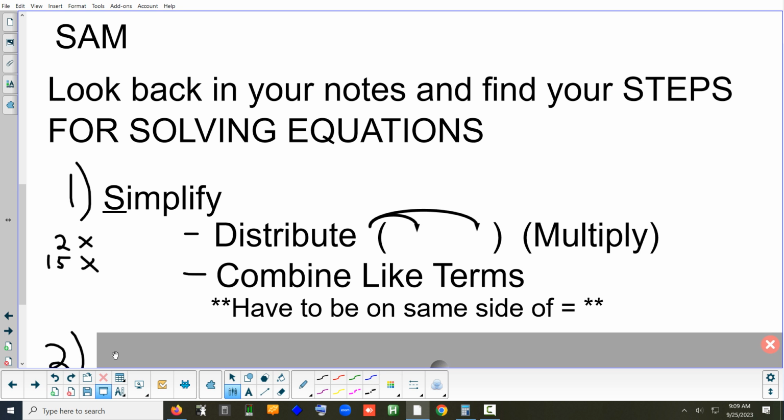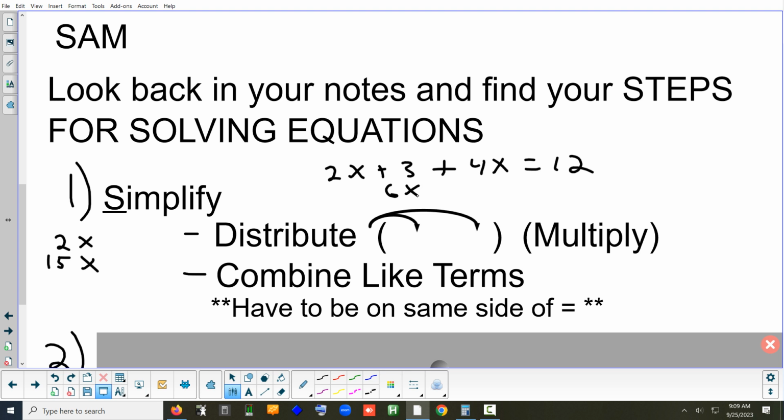Now, when we combine the like terms, they have to be on the same side of the equal sign. And we're not talking about moving things from side to side yet. So here's an example. That's an example of an equation where you could combine like terms. The 2x and the 4x are on the same side of the equal sign, and we would combine them together. We're not going to do the whole problem, but if you combine your x's on the left-hand side, can you tell me what you would get? 2x is one of them, and then 4x. So that would give you 6x.